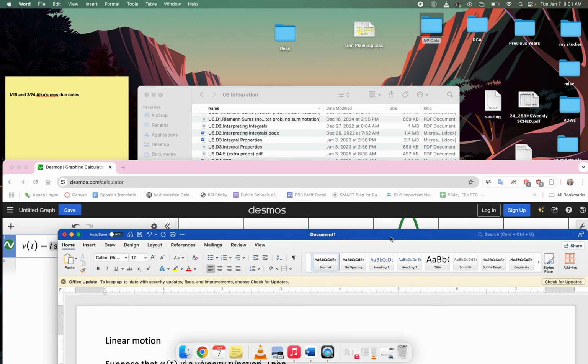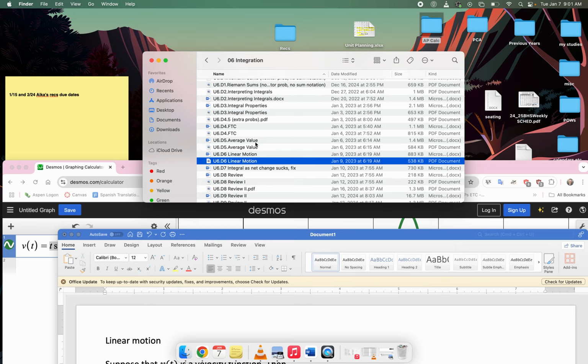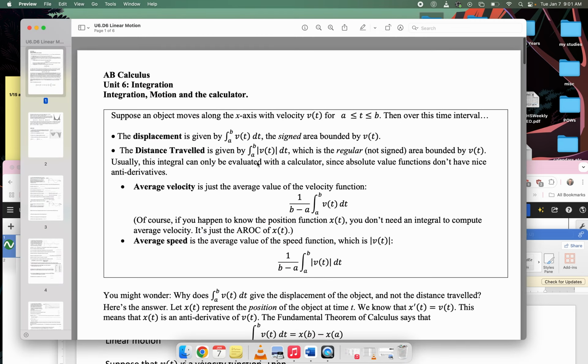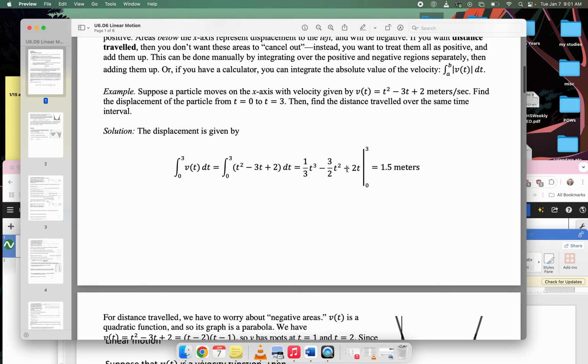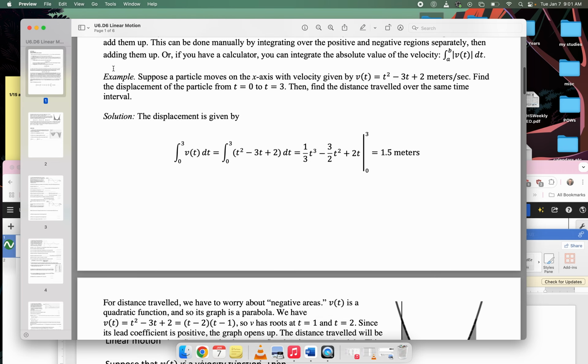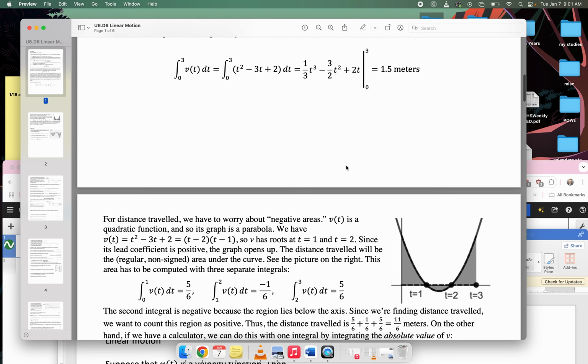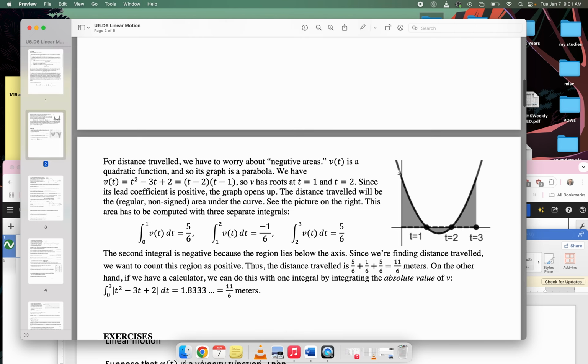In the notes for today on the worksheet, I sort of do an example of this in more detail. At the beginning, the example starts here. I say, here's the velocity function. And first I say find the displacement, which is very easy. You just integrate from 0 to 3. But for distance traveled, it's more tricky. The velocity function looks like this. It dips below the x-axis. And so you're going to have to compute several different integrals.